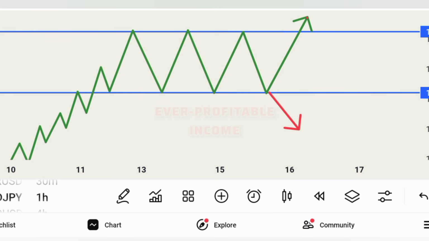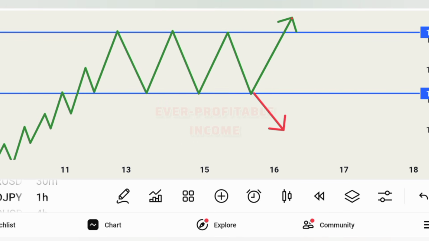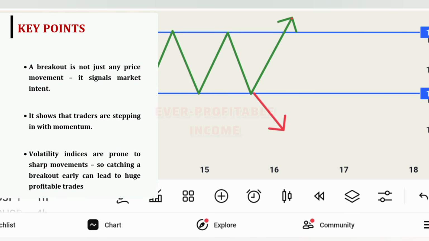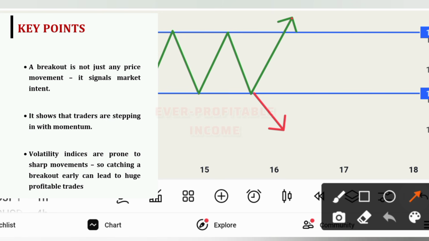So breakouts are powerful, especially when you pair them with proper confirmation. And these confirmations we are going to be discussing in this video. Now let's talk about the key points when looking out for breakouts. A breakout is not just any price movement. It's not like your regular price movement where it's just trending up.